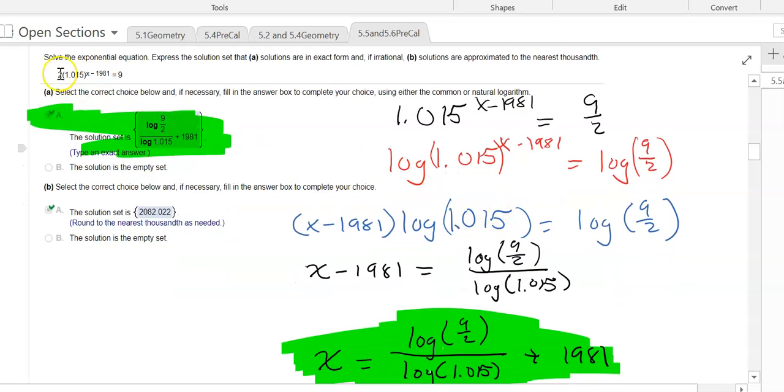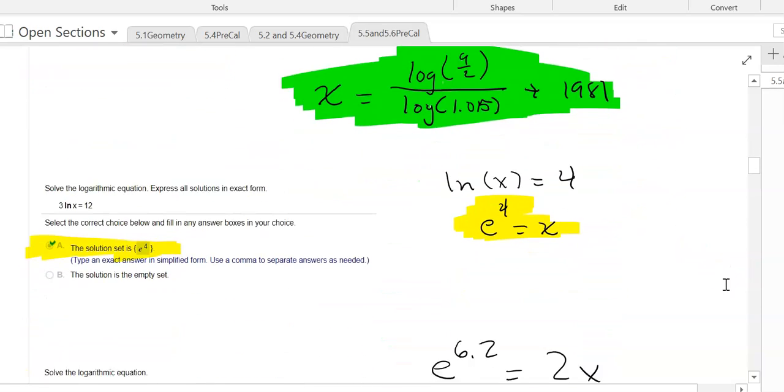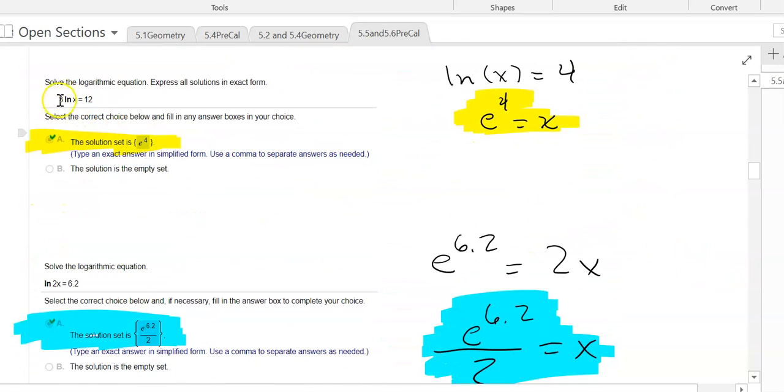Here, more of the same. We need to divide by this 2 first to get it by itself. Now that we have it by itself, we can take the logarithm. And then once we have this, we can see this exponent comes into the front, allows us to divide by this, and then we just have to add here. Next one here, first things first, we have to divide by the 3 to get 4, and then we can just write this as an exponential. Since this is natural log, it's base e to the 4th is equal to x.